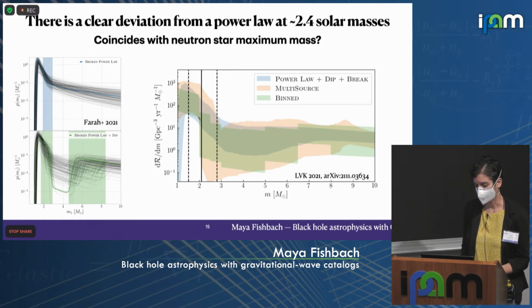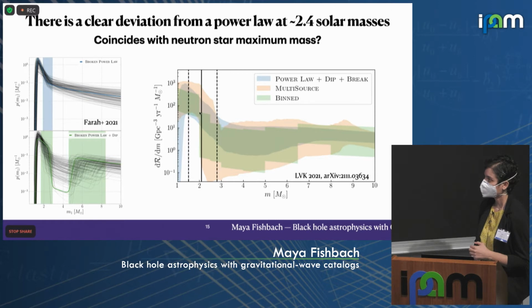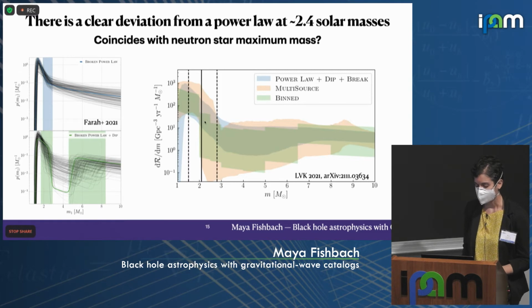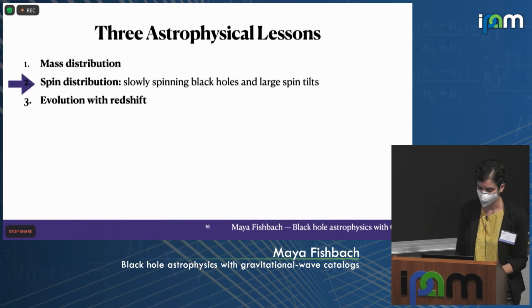They tend to all agree that there's something going on at the low masses, although we can't really tell if it's a gap or a dip or what it is. But it definitely seems to be saying there's some separation between neutron stars and black holes, and that with more data, we'll be able to resolve that and learn more about the supernova explosion mechanism, for example.